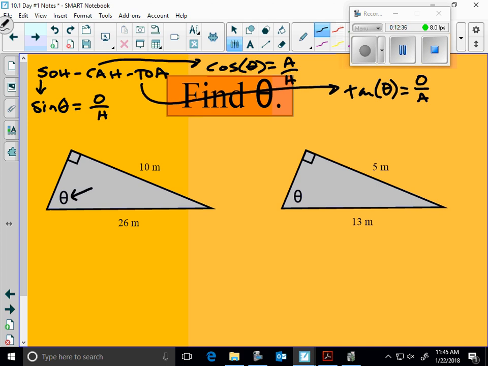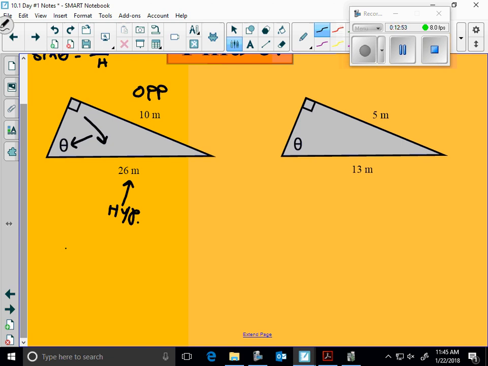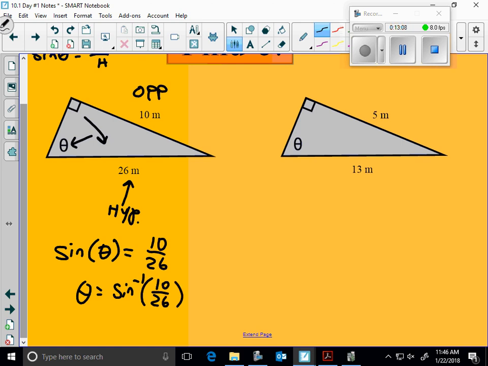So here's theta. I think we can all agree that this would be the opposite side. The side that's in question, is this the adjacent side or is it the hypotenuse? Well, the hypotenuse is always across from the 90, so this would be our hypotenuse. So if I want to know the measure of angle theta, you can and will agree that the sine of theta would be the opposite over the hypotenuse. So if I want to know the measure of theta, I take the inverse sine of 10/26. Let's set up the next one, and then I'll bring up the handy-dandy calculator.